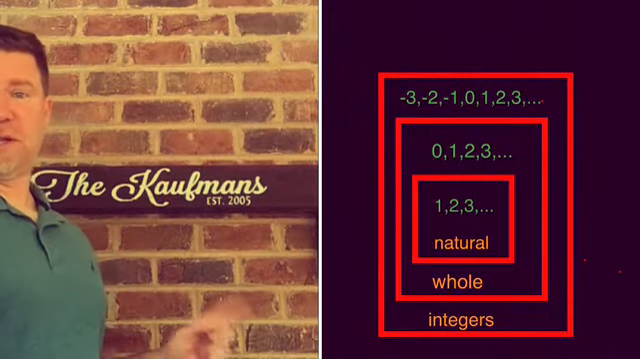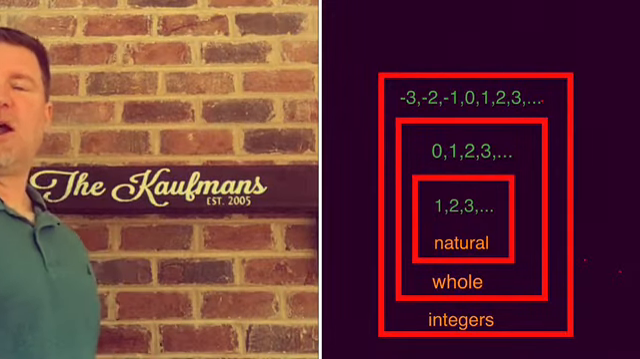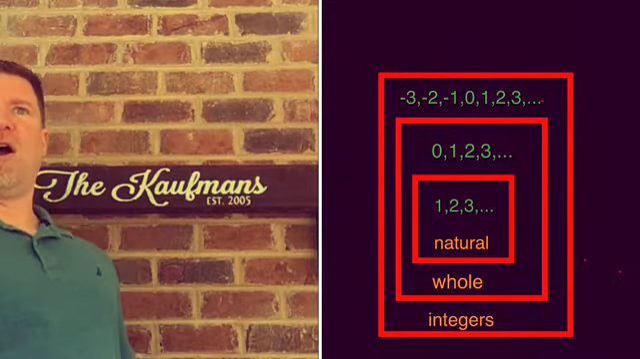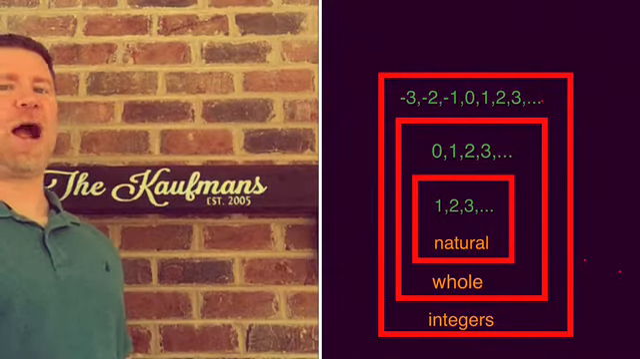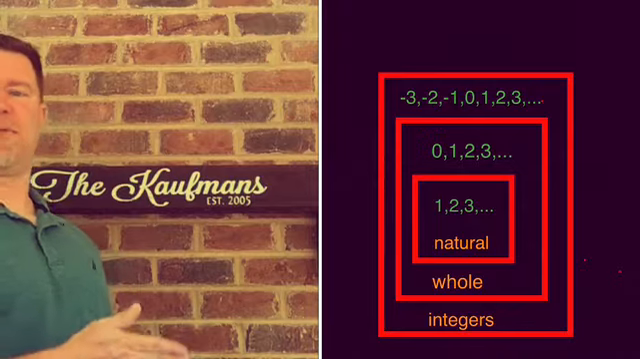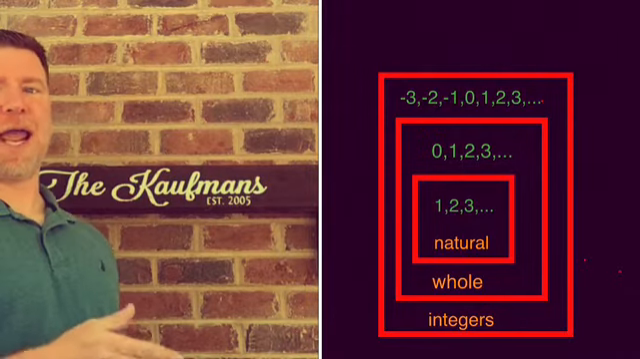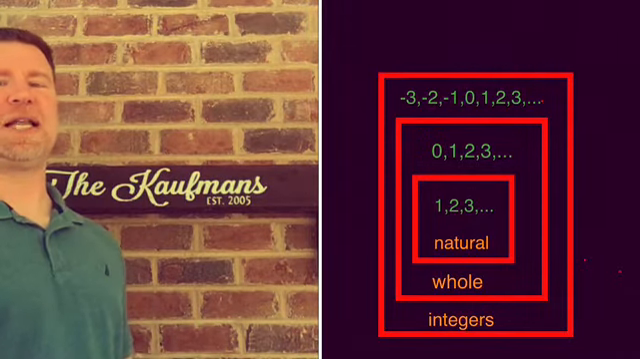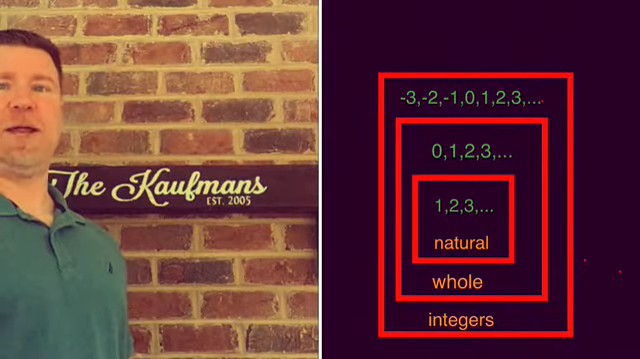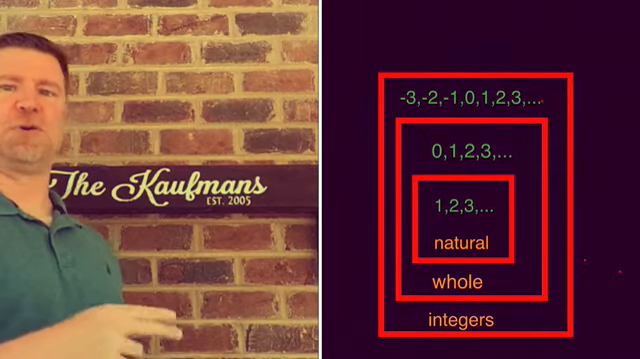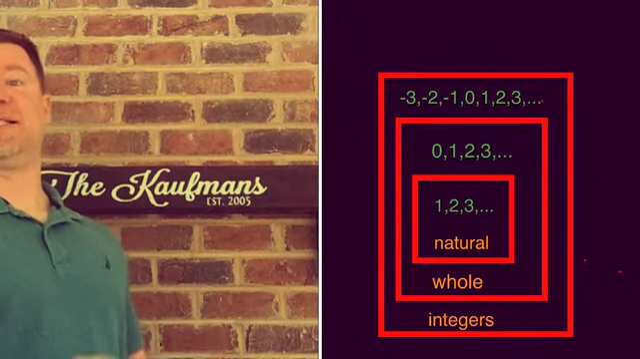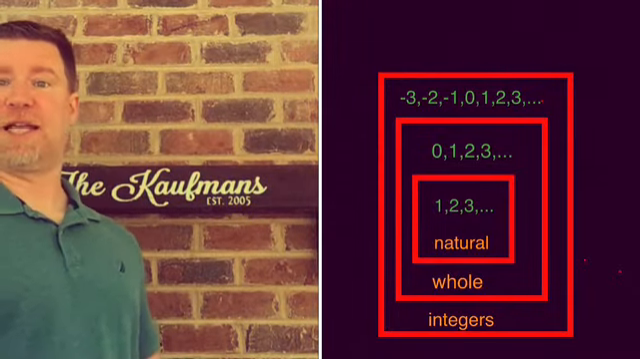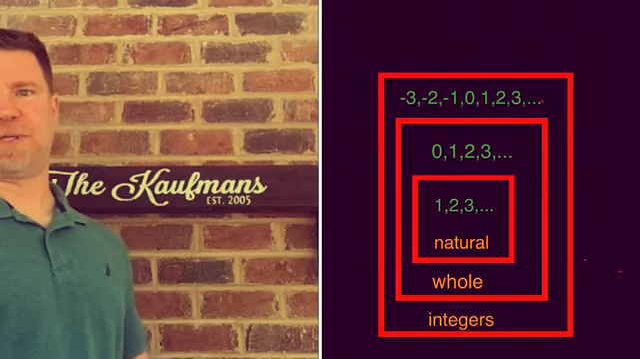Our third subset of the real number system are integers. Integers are all of those previous numbers I just mentioned, but also include their opposites, such as the number 3. The number 3 is a natural and whole number, but its opposite is a negative 3. Negative 3 would be an integer, but not natural or a whole number. Now, the only exception to that is 0. 0 is neither positive nor negative, so it does not have an opposite.